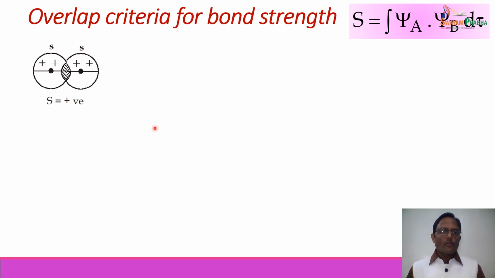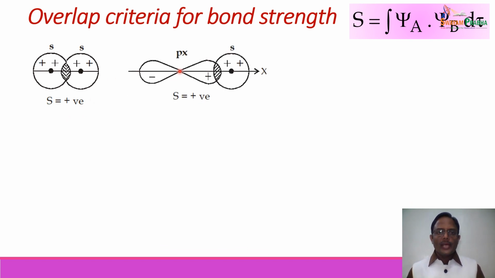Consider SS type of overlap. Now we know that an s orbital has a positive wave function and another s orbital again has a positive wave function. Since psi A and psi B are both positive, the value of S comes out to be positive, and since the overlap integral is positive, the bonding is favored.